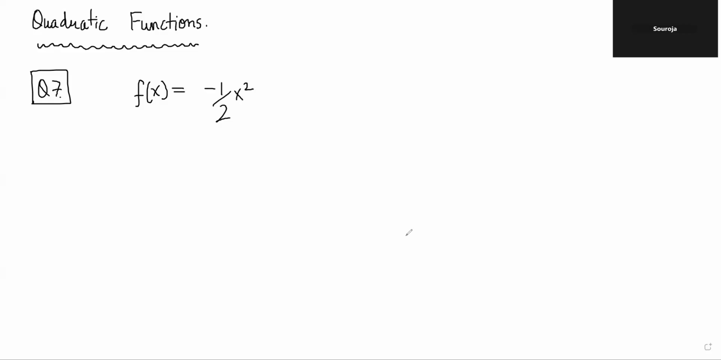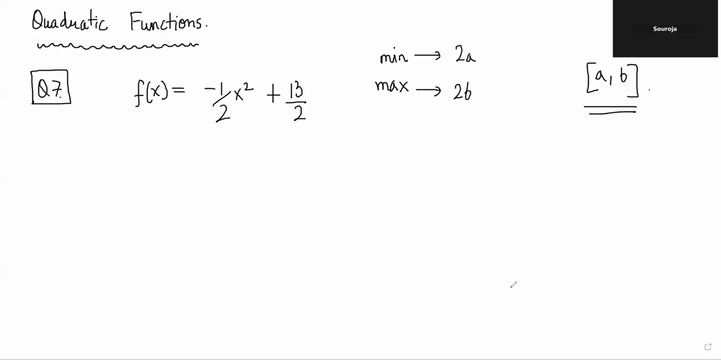plus 13 by 2, and minimum and maximum values are 2a and 2b on the interval a to b. Okay, so we have to find a and b. The first thing you should do is draw the graph of this thing.